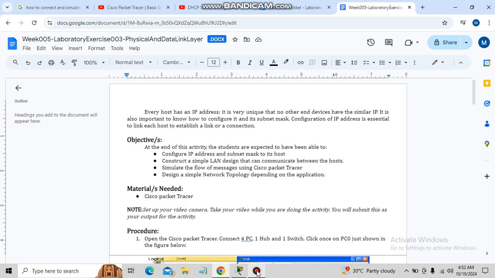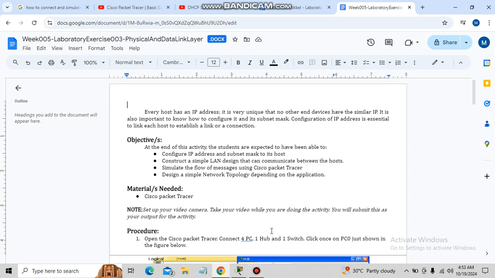Goldonis, and this is my third laboratory exercise in data communications and networking. For this exercise, I was tasked to configure an IP address and subnet mask to its host in Cisco Packet Tracer. To do that, I'm supposed to construct a simple LAN design that can communicate between the hosts and then simulate how the packets flow in this LAN design.